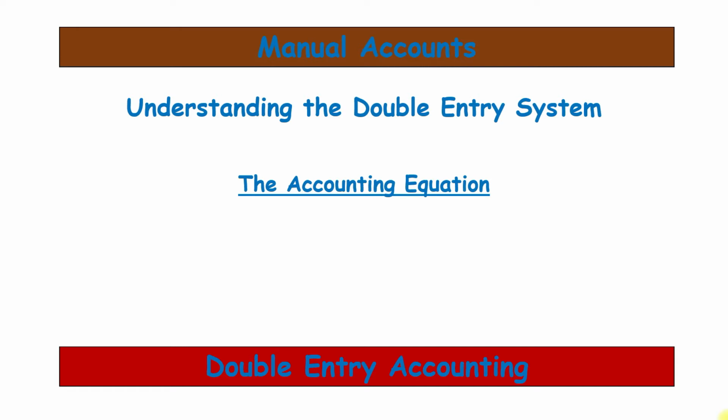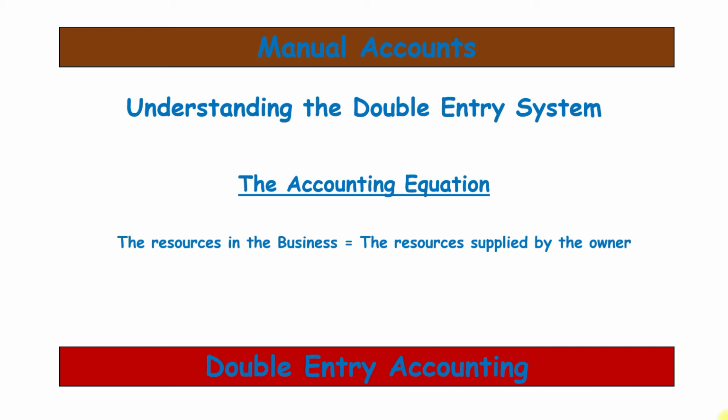At its most basic, the formula states that the resources of the business must equal the resources supplied by the owner, including loans or credit received, etc. The resources of the business are known as assets. The resources supplied by the owner are known as capital, and loans or credit given are known as liabilities. So, the accounting equation can be shortened to assets equal capital plus liabilities.